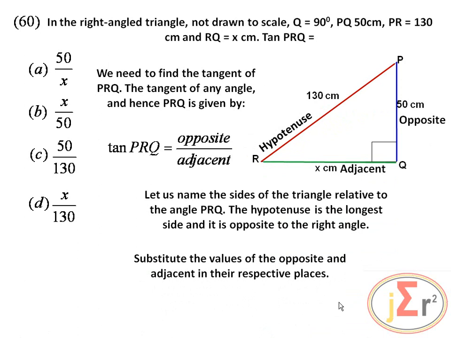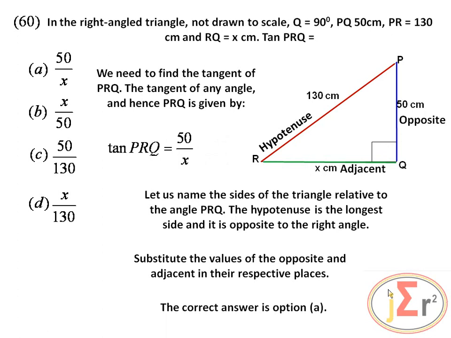Substitute the values of the opposite and adjacent in their respective places. The opposite is 50 and the adjacent is x. The correct answer is option A that we have right here.